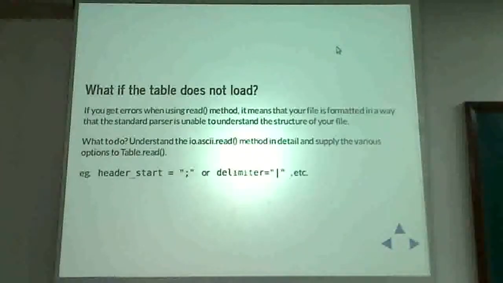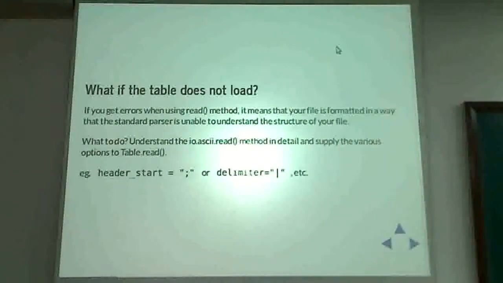Now at this point, when you write this statement and your table doesn't load, what do you do? Well, the read method that we have called internally calls the read method of astropy.io.ascii. So all the arguments you can supply to io.ascii can also be supplied to table.read. And some of them include like header_start. This should be a 1. It has appeared as a semicolon here.